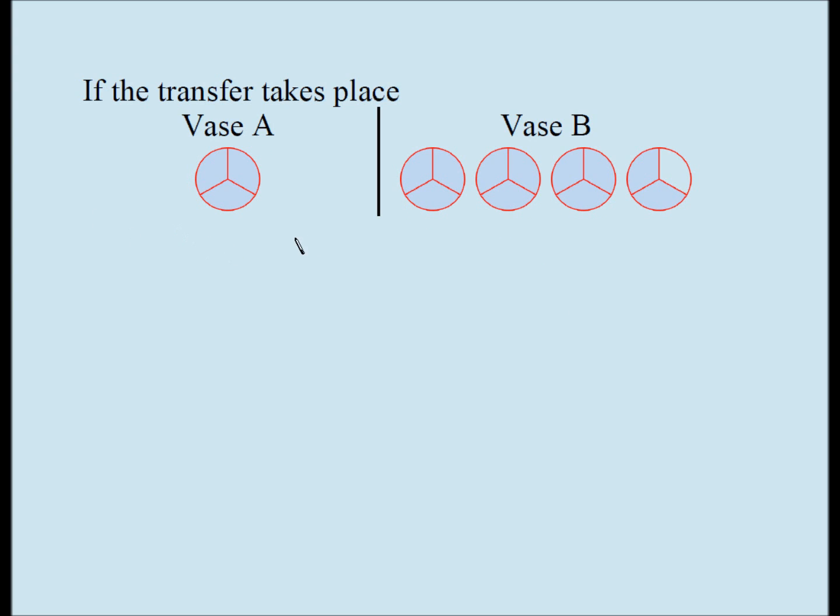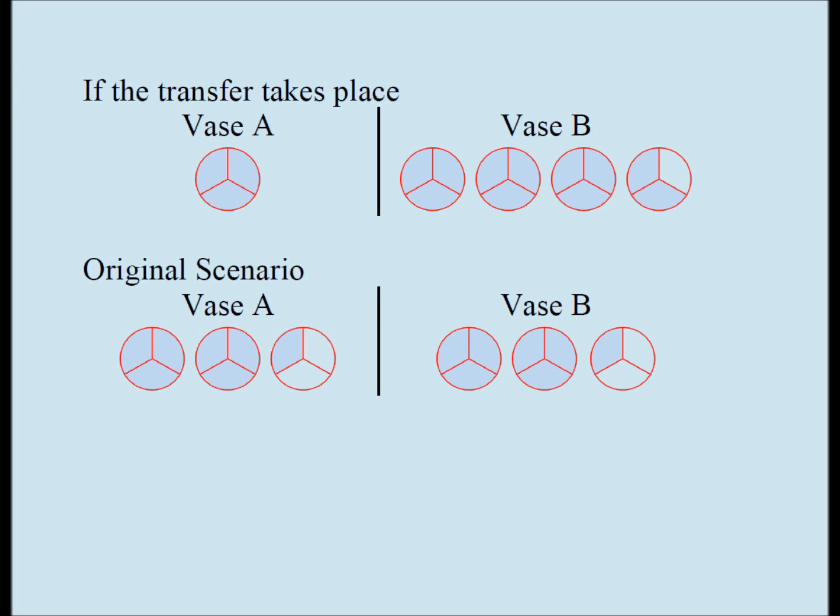Alright, we also know that she transferred 16 flowers, and after she transferred 16 flowers from vase A to vase B, this is what she got. However, originally she had the same number of flowers in the two vases. So let's take a look at the original scenario. Well, how do we get from here to here?